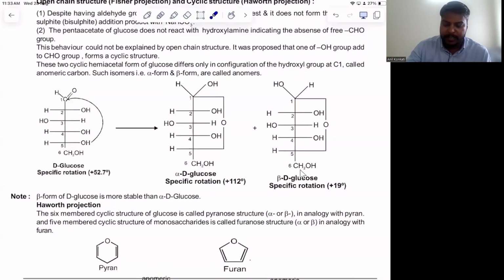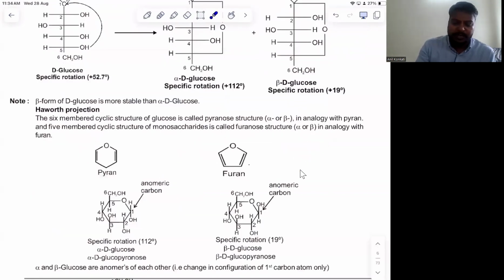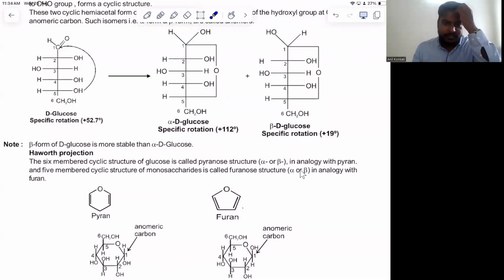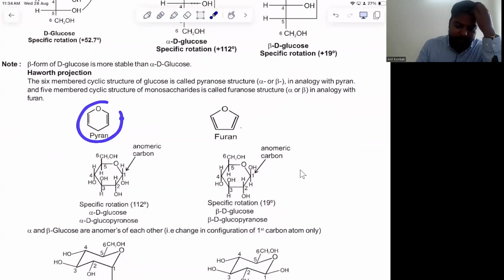If OH is on the right, like most cases in the Fischer projection, that means alpha. If you write OH on the left, that means it is beta rotation. Now next, note it. If you take this cyclic structure and write it in a planar form, that is called Haworth projection. And you see this is the Haworth projection. And for glucose, pyran is a reference structure.